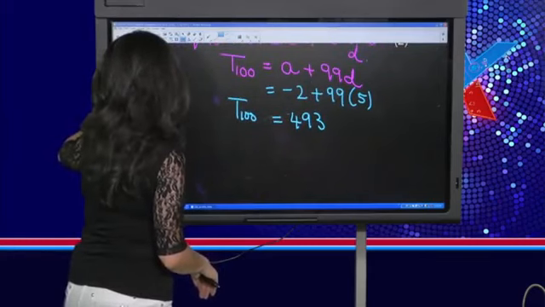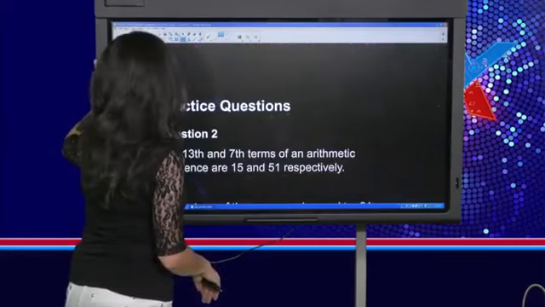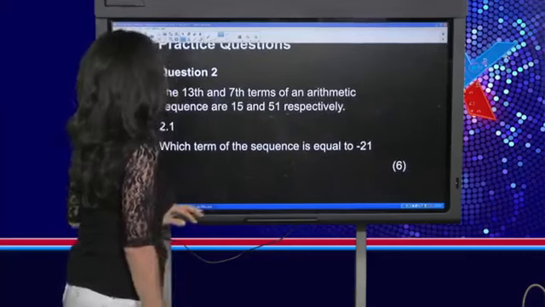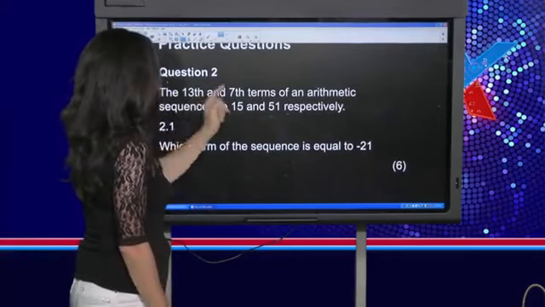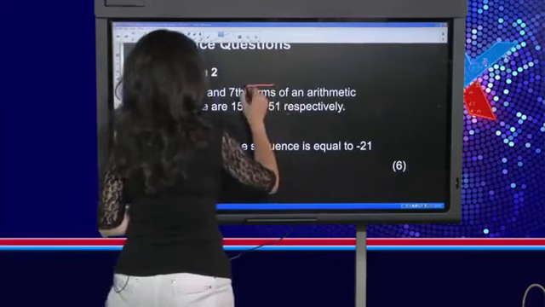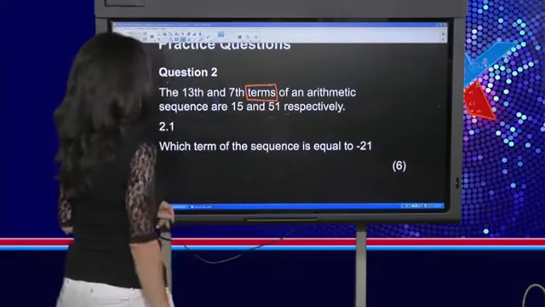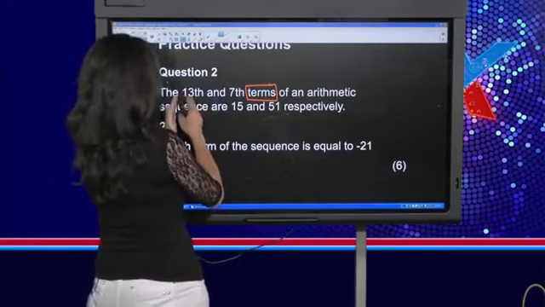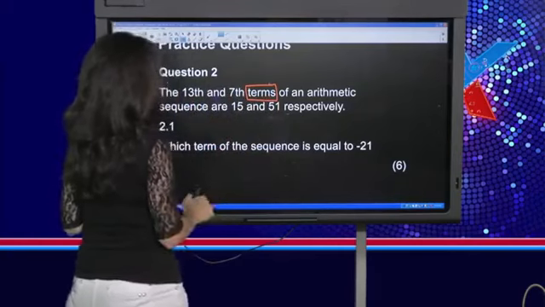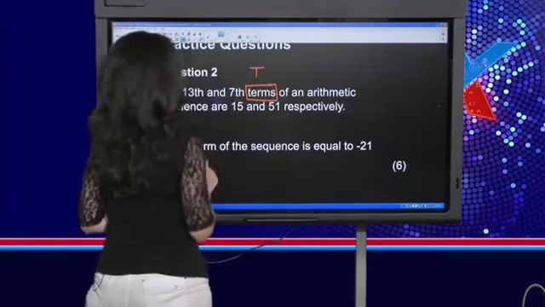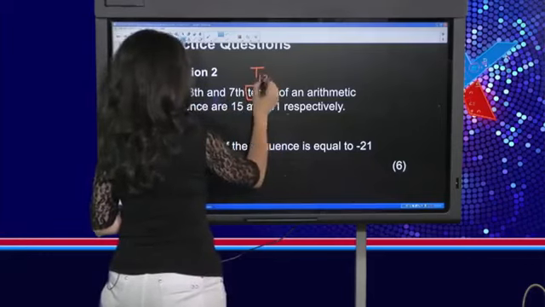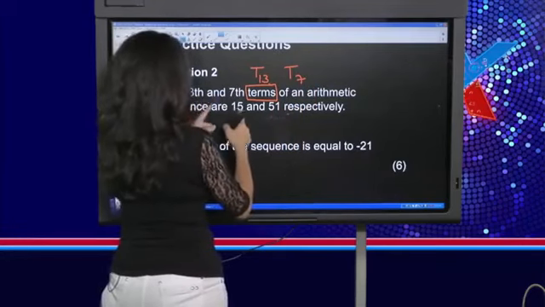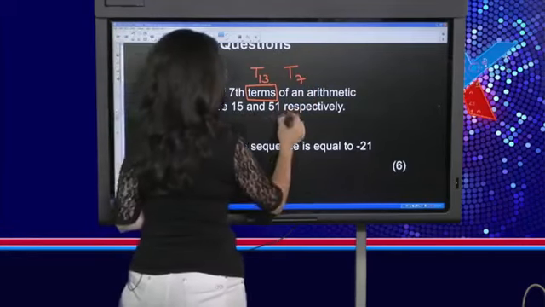Okay, so if we look at something in terms of the application of this, if we look at the 13th and 7th terms, and the language that's used is very important. So it is the term that we're looking for of an arithmetic sequence of 15 and 51. So we don't get these 13, 7, 15, and 51 values all mixed up. So if it's terms, I'm talking about T. And I'm talking about position 13 and position 7. So position 13 is 15, and position 7 is 51, because they use the word respectively.